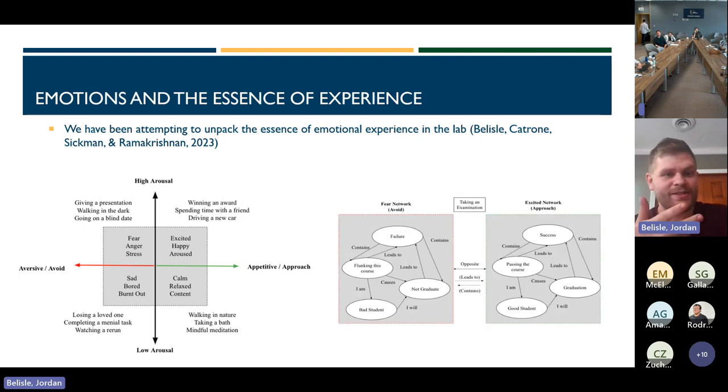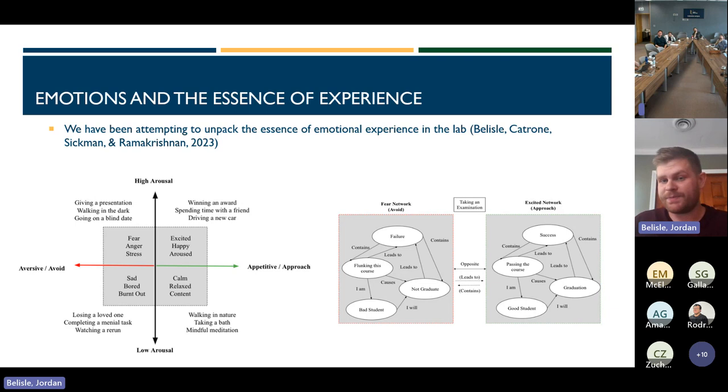Language mirrors emotions. Like in Blackledge's reinterpretation of Lang's fear network, where we see that in the context of taking an examination or a test, all of this language can show up and evoke avoidance of the exam in the form of procrastinating, perhaps even cheating on the exam and so on. On the other hand, language can also establish appetitive or positive, excited emotions around the act of exam taking. The point is, either way, it's rooted in language around exam taking.